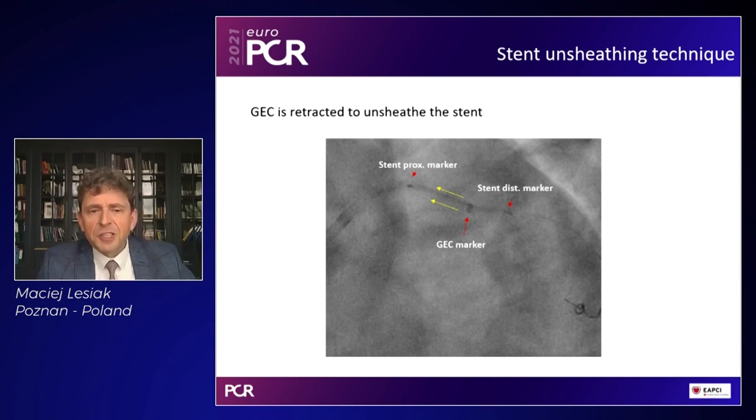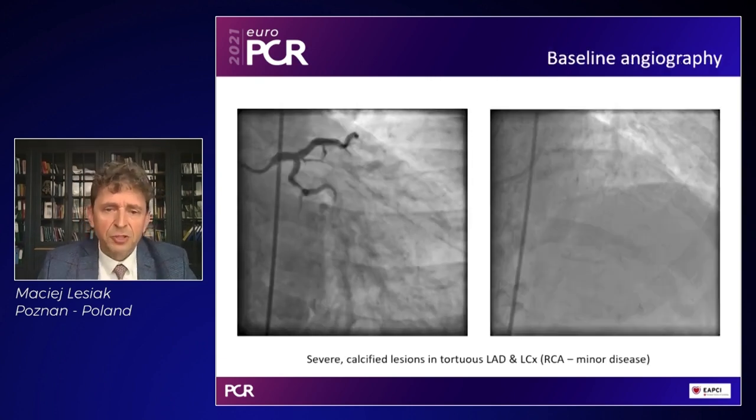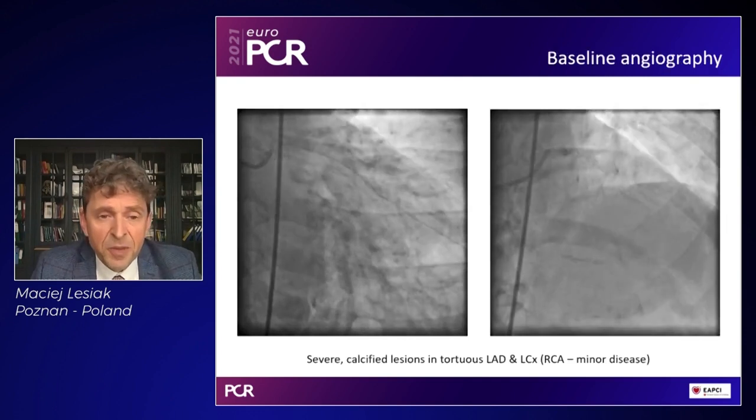And by retracting or unsheathing the stent, you can very safely deploy the stent in the desired position. So now let me show a case example of a 93-year-old lady with severe angina class 3, very active, with preserved cognitive function, with hypertension and chronic kidney disease, but with good left ventricle function, ejection fraction 65.